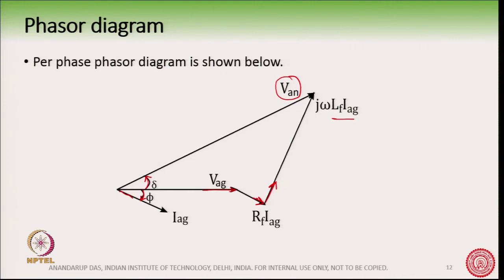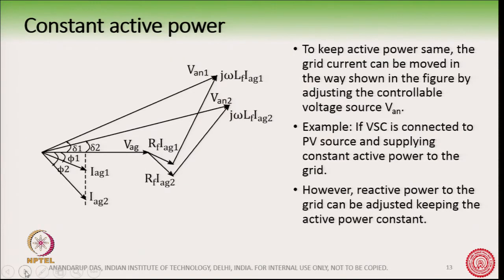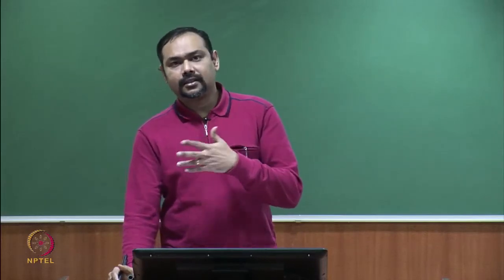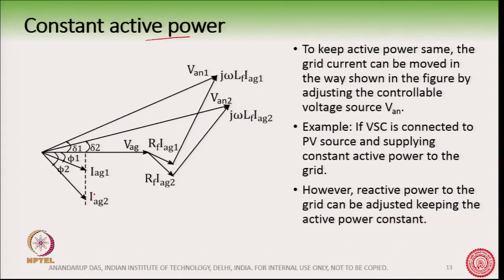We can understand it from the phasor diagram at this condition where IAG is lagging. Now, suppose there is a converter where we want to change the active and reactive power. We want to adjust the amount of active and reactive power from the converter into the grid. We see how we can adjust active and reactive power by observing this phasor diagram.